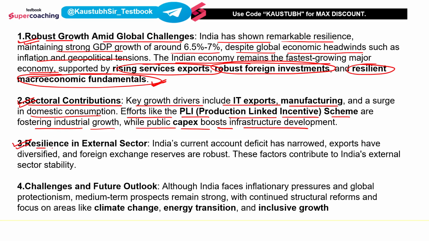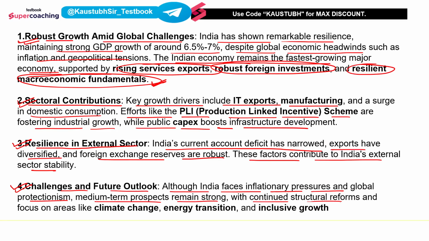Then we talk about the resilience in the external sector. India's current account deficit has narrowed, exports have diversified, and foreign exchange reserves are robust. These factors contribute to India's external sector stability. And the last point of discussion is challenges and future outlook. Although India faces inflationary pressures and global protectionism, medium term prospects remain strong and continued structural reforms focus on areas like climate change, energy transition, and inclusive growth. So these are the crux points which you can note down by reading this entire document of the economic survey.